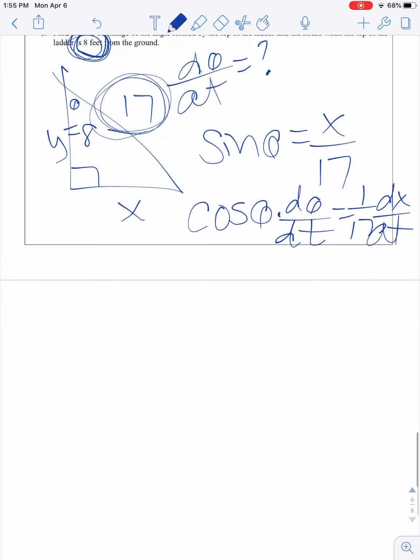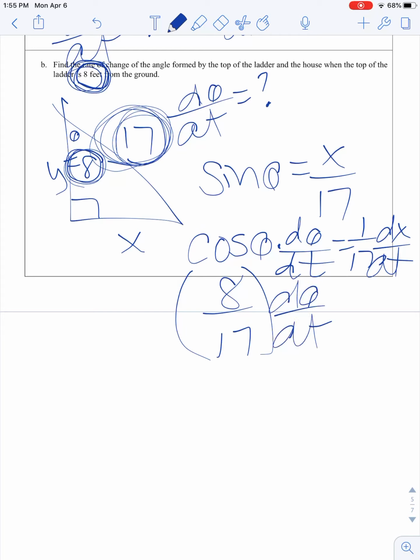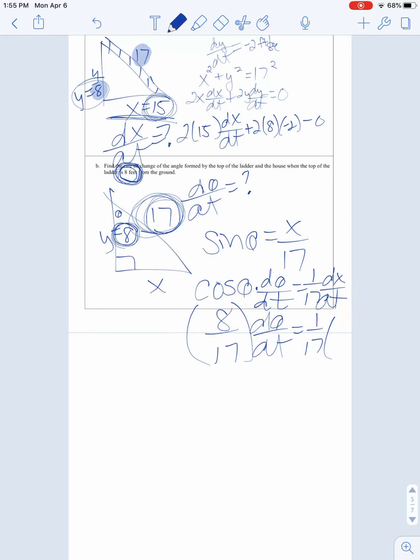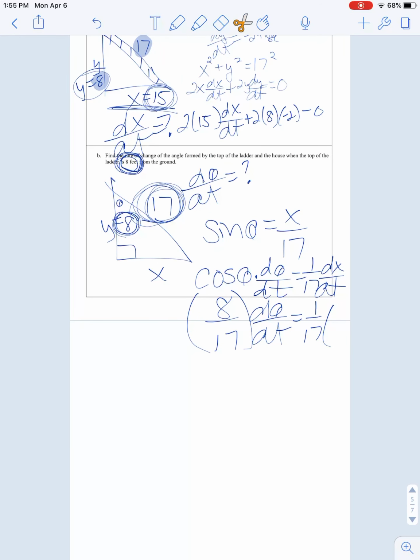And now I plug in what I know. So I plug in, what is the cosine of theta? Cosine of theta is adjacent over hypotenuse. So that's where the 8/17 comes from, because cosine of theta is a ratio. d theta/dt is what we're finding. And then you got 1/17 times dx/dt. Did we know dx/dt from the last problem? So you just plug in what the answer was from before. So hopefully that helps a little bit.